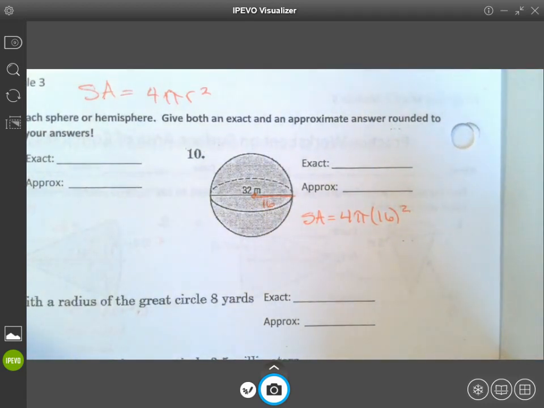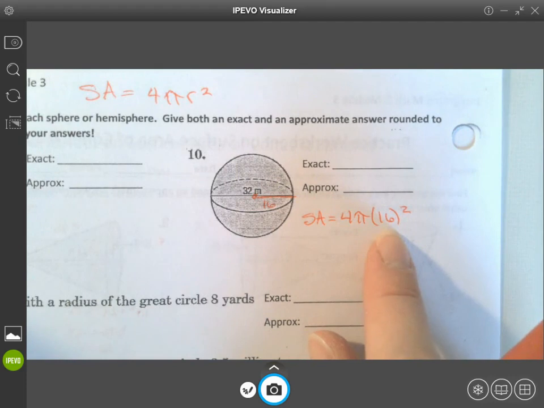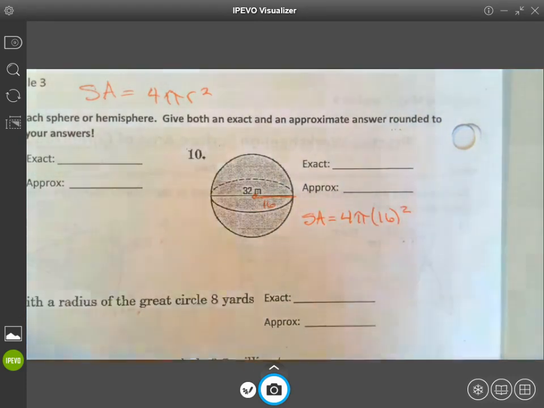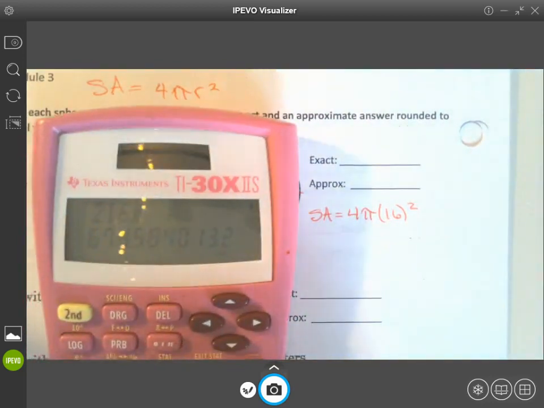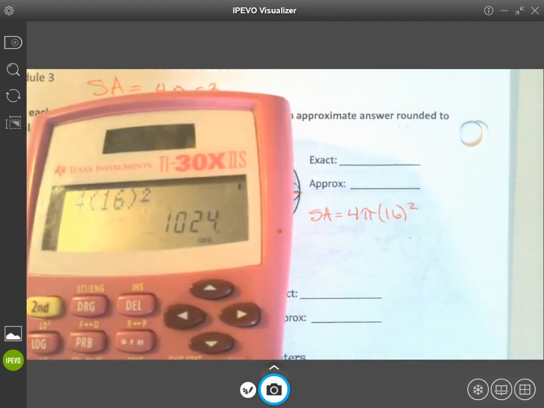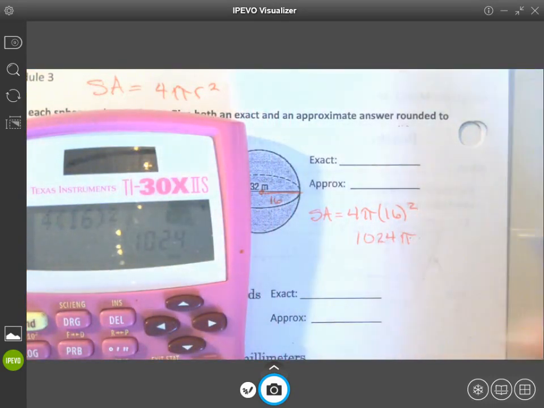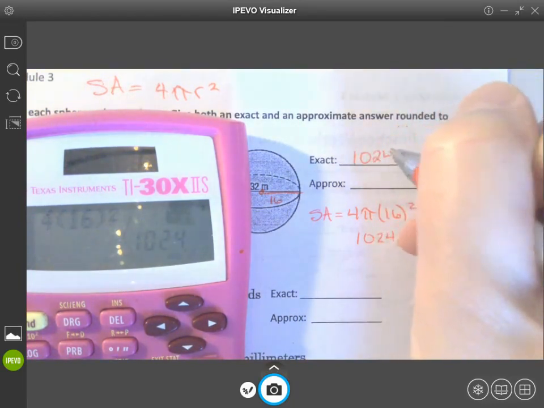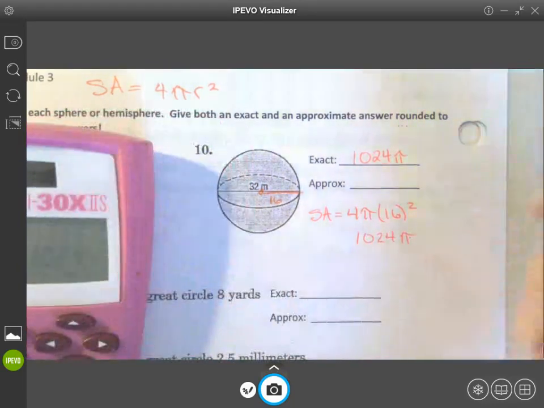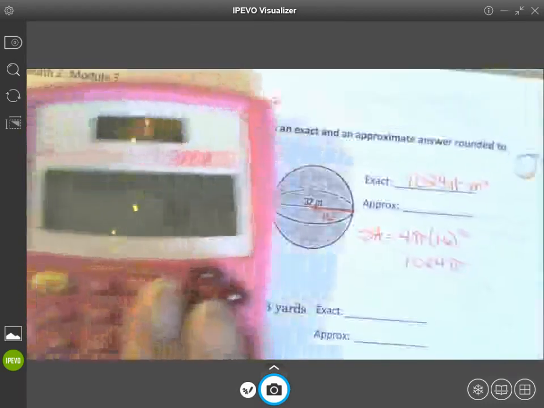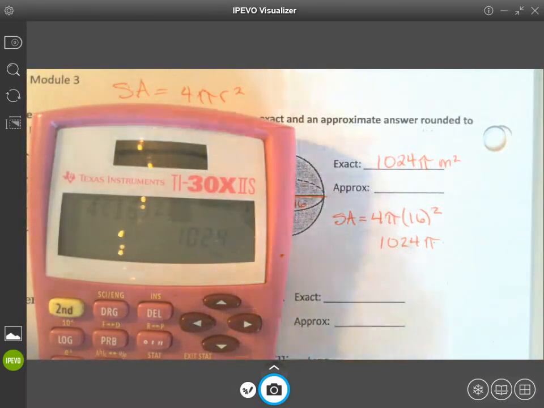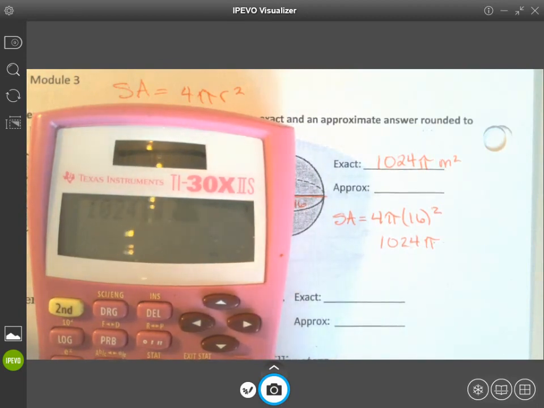Now, for the exact answer, you need the 4 and the 16 squared. You can't do 4 times 16. You've got to do 16 squared times 4. So we're sort of taking the pi out and attaching it on the end. You can just type in 4 and then 16 squared, just like that. And then don't forget, it's pi. So you have 1024 pi. That's it, one step. 1024 pi, and what would be my label? Meters squared. All right, the approximate. I would just honestly hit times pi, but I'm going to take 1024 times pi just to show you.